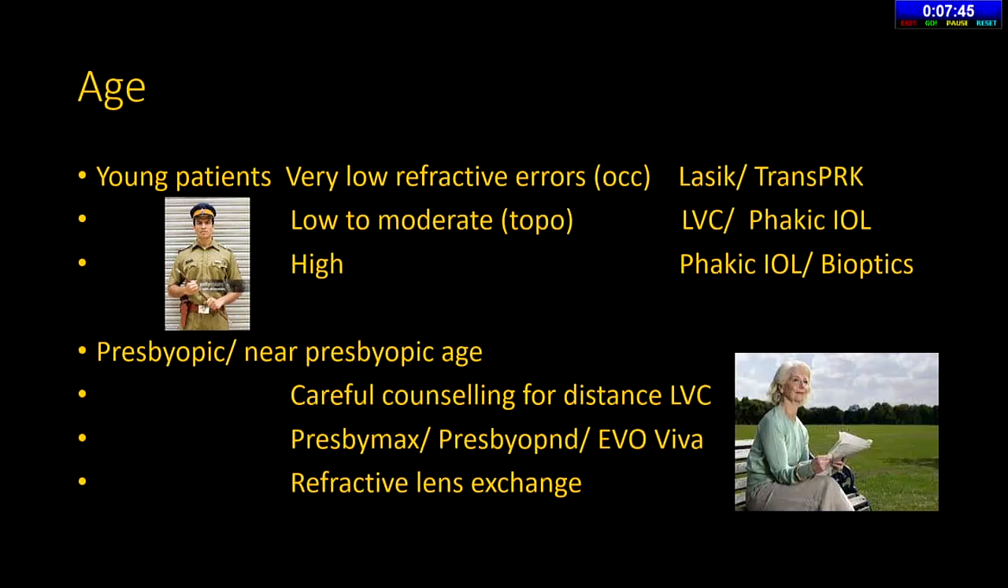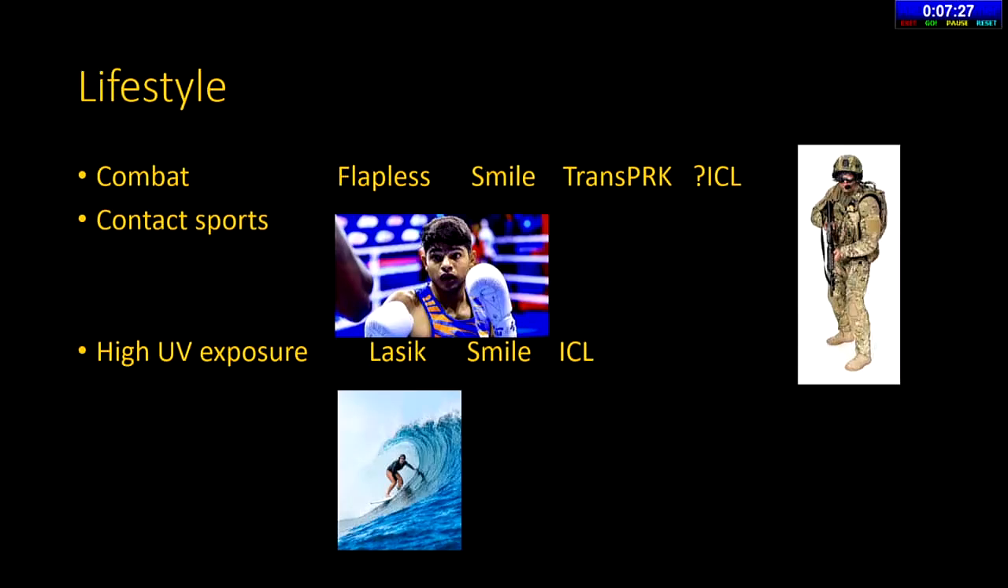Then of course refractive lens exchange is also a very good option in such patients, especially over the age of 40, even if there is no cataract. Again, you have to make sure that the posterior segment is pristine, there's no pathology that you have to deal with there, and that's very important in such patients.